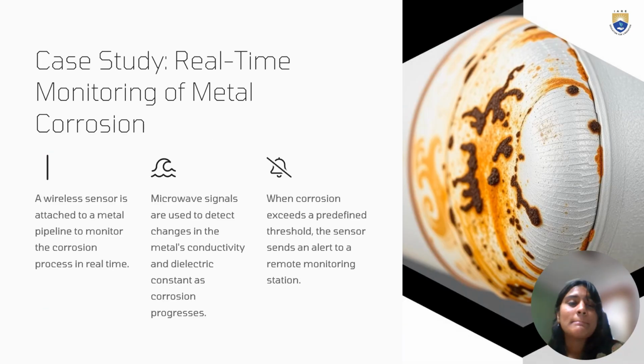The next slide is about a case study: real-time monitoring of metal corrosion. So let's take a real-world example. A wireless microwave sensor is attached to a metal pipeline to track the corrosion. As the corrosion progresses, the metal's conductivity and dielectric constant change. The sensor detects these changes and sends real-time alerts to a monitoring station. If corrosion exceeds a predefined safety threshold, maintenance teams are alerted. The accuracy of this real-time monitoring shows that microwave sensors can achieve up to 90% accuracy, making them a highly reliable tool for corrosion monitoring.